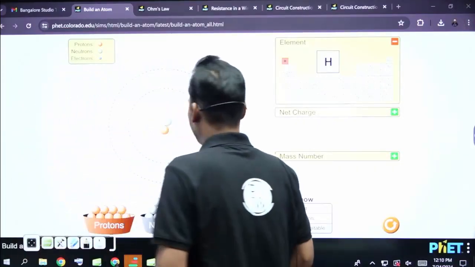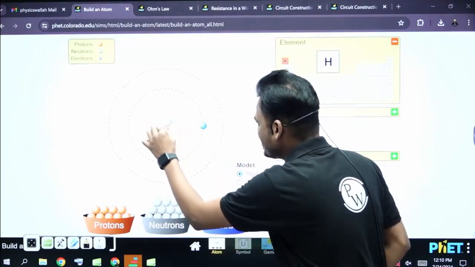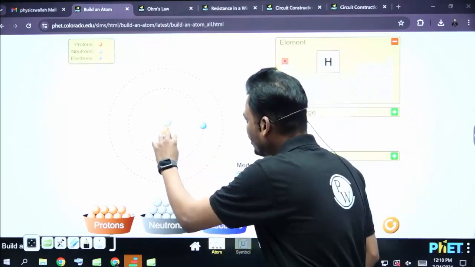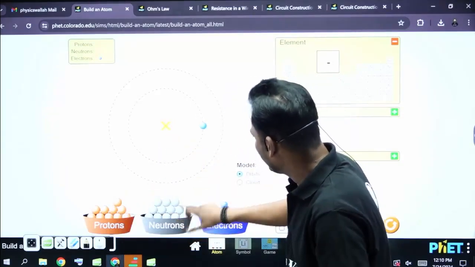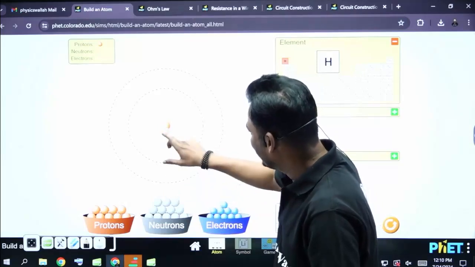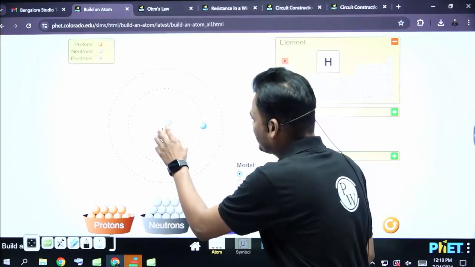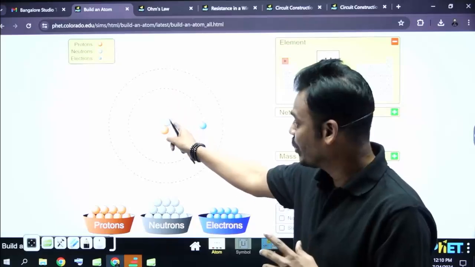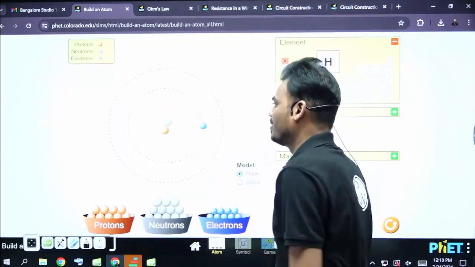Here we have the structure of an atom, and this part, the center of the atom, we call the nucleus of an atom. In the nucleus, you can see first the proton, next the neutron, and the electron. The proton and neutron are embedded into the nucleus, and the electron will be revolving in this orbit.